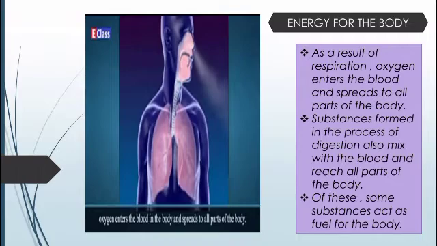So substances formed in the process of digestion also mix with this blood, and along with the blood they also reach different parts of the body. That is, the substances that are taken in with the help of digestion get mixed with the blood, and along with the blood they move on to different parts of the body. So of these, some substances act as a fuel for the body. In the previous chapter, if you remember, we saw chapter number 19, constituents of food, and which substances act as a fuel, as the energy for the body.